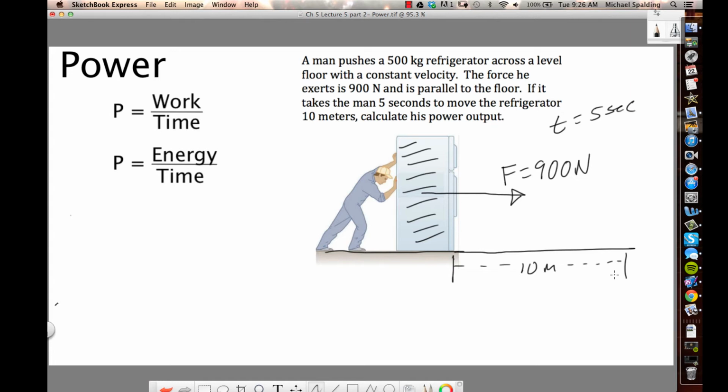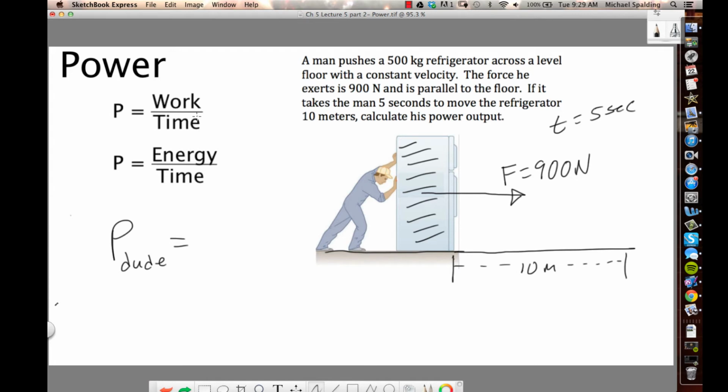So using this info, it's a very quick calculation. I want you to calculate the power output of the dude. What's the power of the dude? Take like 2 minutes. It's pretty quick.